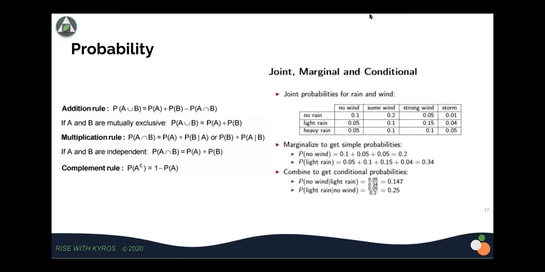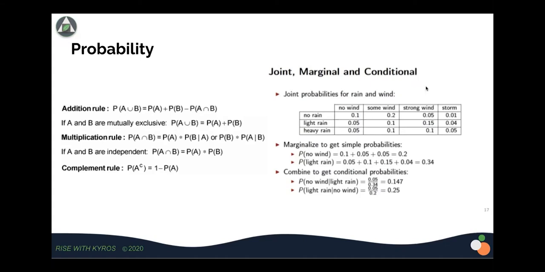And the complement rule is the probability that A doesn't happen, which is noted by this little C here, is 1 minus the probability that A does happen. So those are just some important rules to keep in mind for solving probability problems. And here on the side, I won't read all of this, but we'll go into a problem using joint and marginal and conditional probabilities in the next slide.